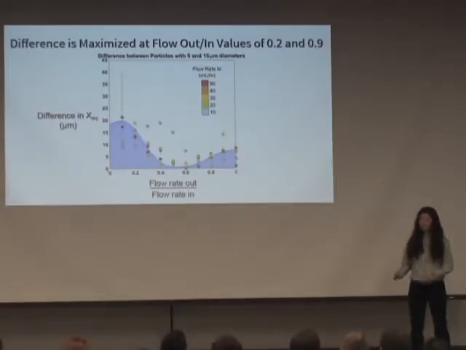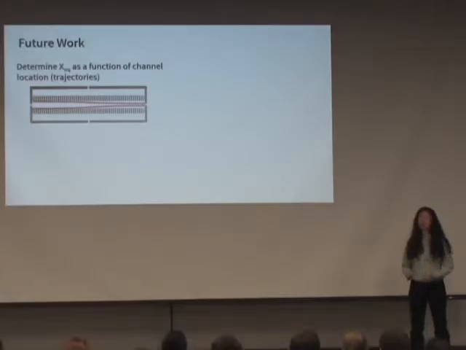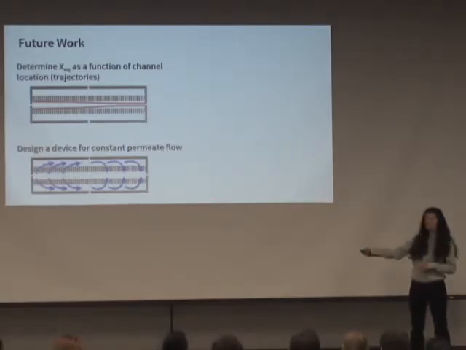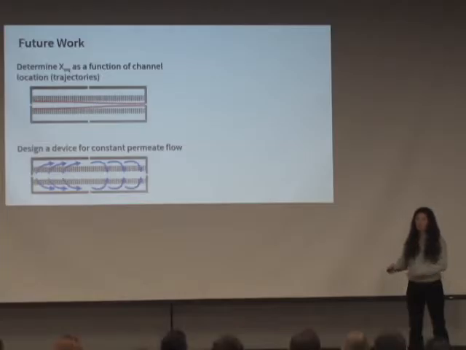Additionally, we would like to explore how this x-equilibrium changes as a function of channel length or channel location. And we think this happens because of something called permeate recirculation, which is when fluid enters the permeate channel and then recirculates back into the main channel, increasing the velocity at the end. This was an unexpected addition to our chip that we hadn't expected.